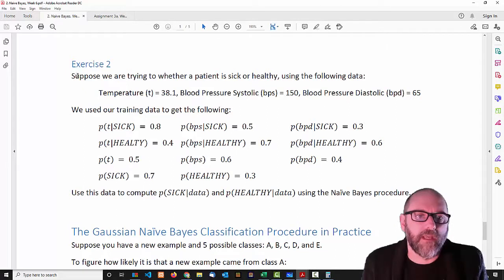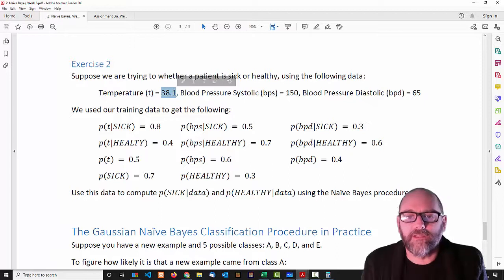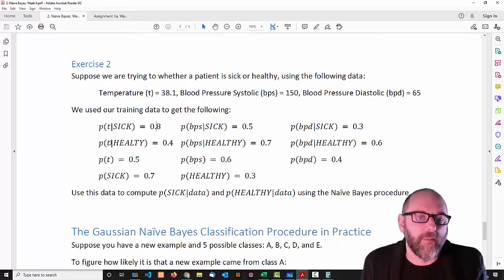So this is a different version. We're trying to figure out whether a patient is sick or healthy, and we're using their temperature and their two blood pressure numbers, the systolic and diastolic blood pressure numbers. So BPS, BPD, and T for temperature. And we used our training data to get the following. The probability of that temperature, given that they were sick, is 0.8. The probability of that temperature, given that they were healthy, that's a typo, is 0.4. And then the overall probabilities among all patients of getting that temperature, that BPS, and that BPD, and the overall probability that we see sick or healthy patients. We're in a hospital here, so we see a lot more sick patients than healthy patients.